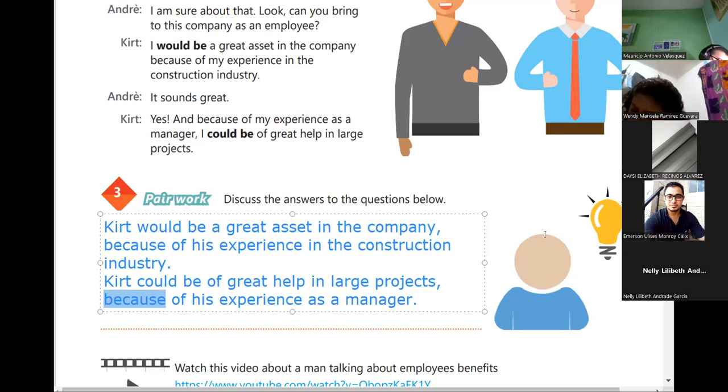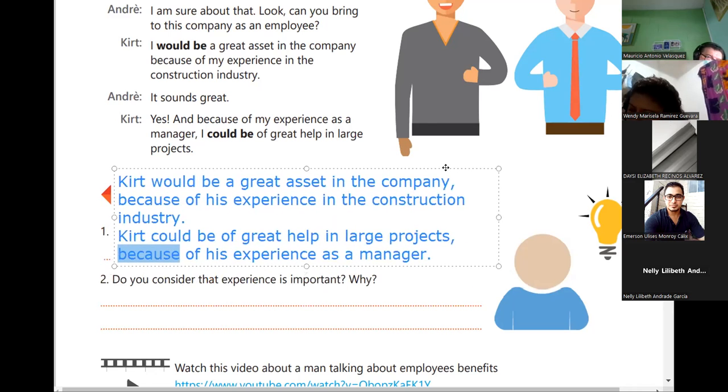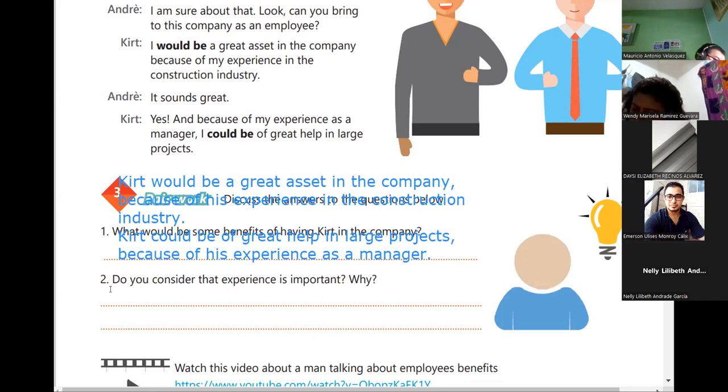And let's read about that just a little forward. Do you consider that experience is important? What do you think? Is it important to be experienced?